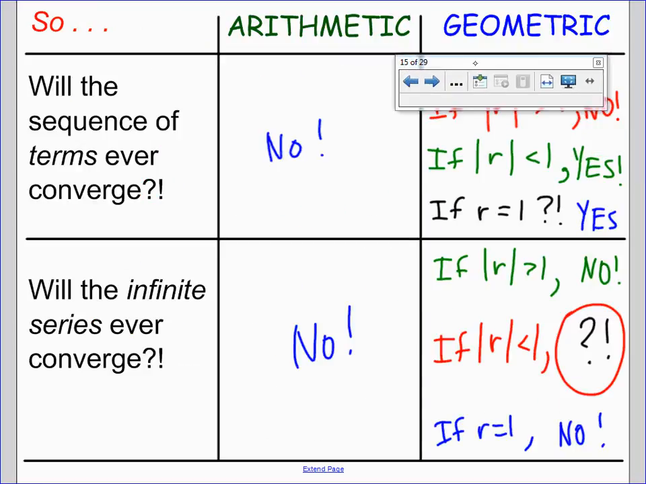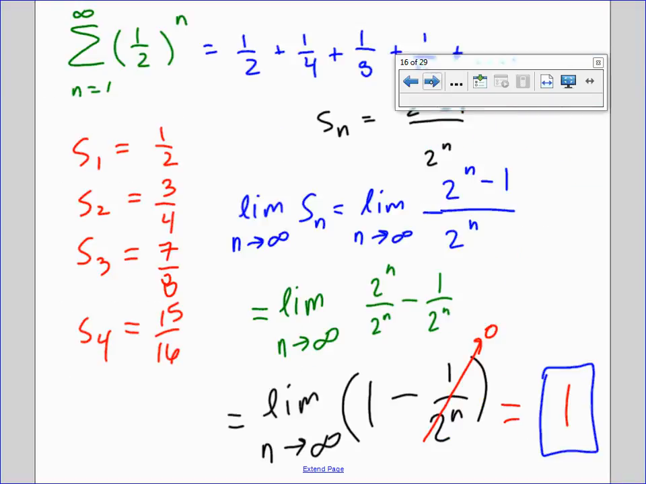Now, we just did a single case, but we could go through and do the same thing for the 1/3. In fact, I urge you to try to generalize the formula for the nth partial sum, S sub n, of the 1/3 to the n. Maybe we'll see that again sometime.